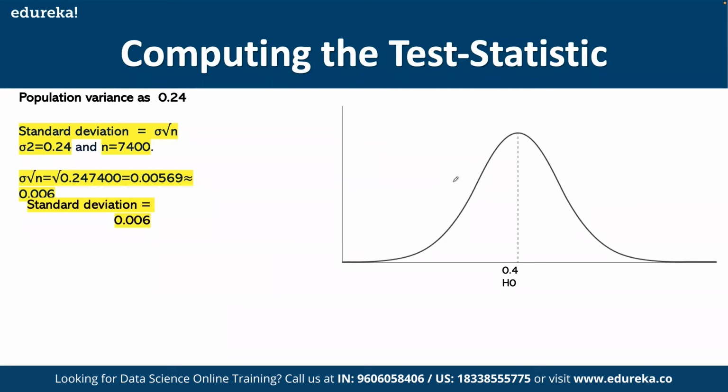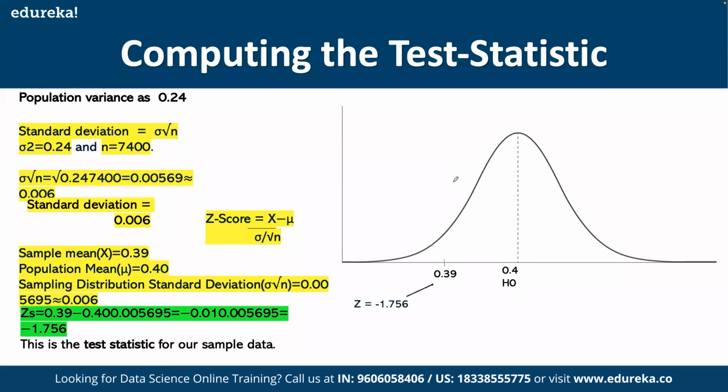So I'll calculate the population variance, and once I compute my population variance, I'll get the standard deviation. With these values, we'll get the respective Z score. Z score is given by X minus mu divided by the standard deviation of a sample. Once we have done this, we'll get the respective test statistic, in this scenario, the Z score.